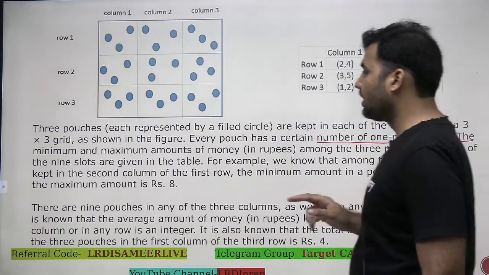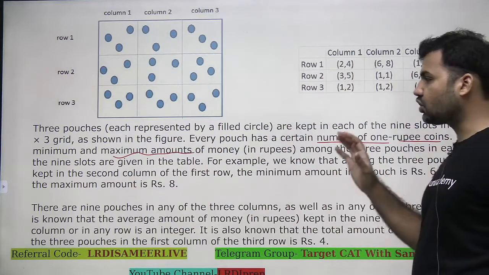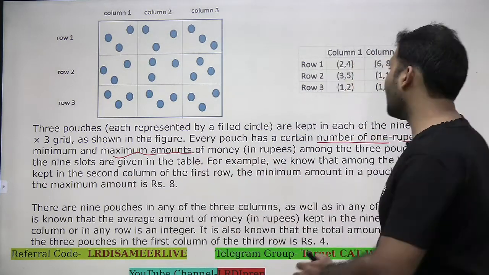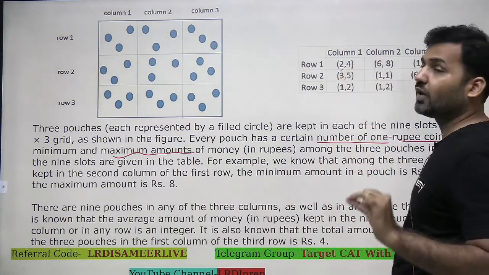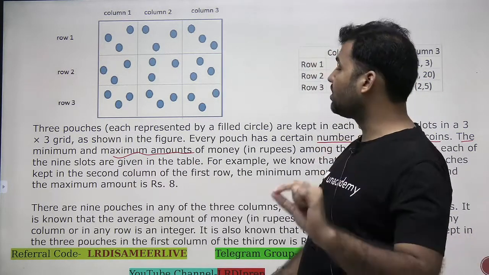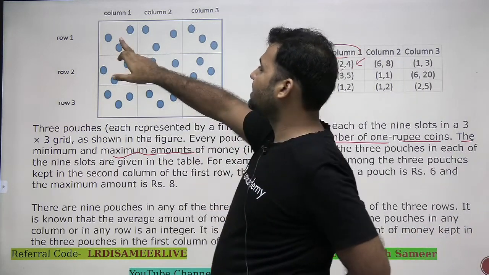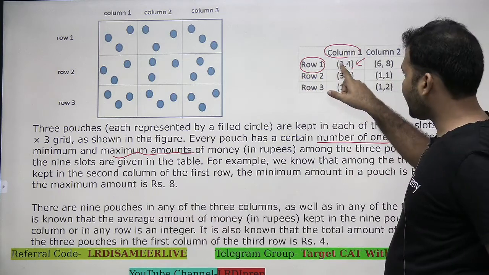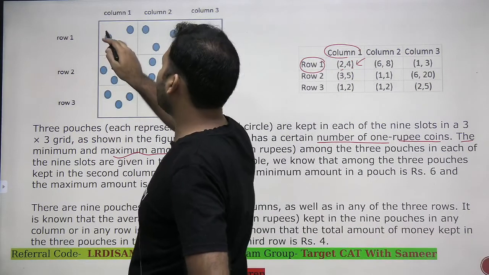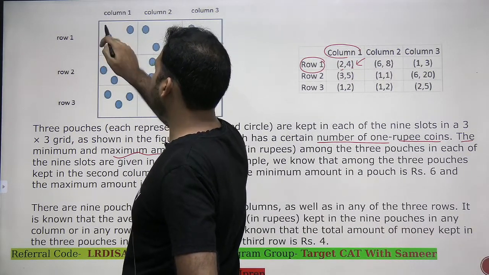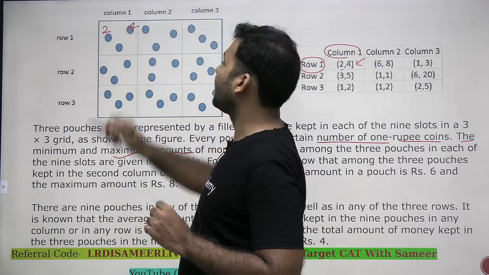And further it says the minimum and the maximum amount of money in rupees among the 3 pouches in each of the 9 slots are given in the table. Now there's another 3 into 3 table given to you, which represents the minimum and the maximum number of coins in a pouch in a particular cell. For example, if I look at this row 1 and column 1 cell, it says that the minimum number of coins kept in one of the pouches is 2 and the maximum number of coins kept in a pouch is 4. So you just need to straight away use this value: one pouch has a minimum number of coins as 2 and one has a maximum number of coins as 4.